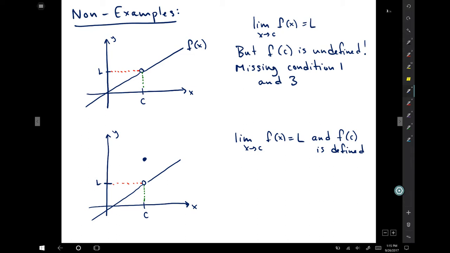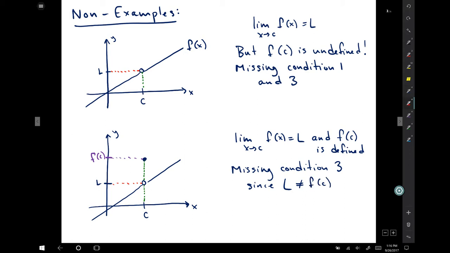And so we can see that. And again, if I plug in my c and I go up here, and then I map it over to the y-axis, that's my value f of c. I get a value out. So here's my f of c. But what we're missing in this picture is just condition 3, since L, the value of the limit, is not equal to f of c.